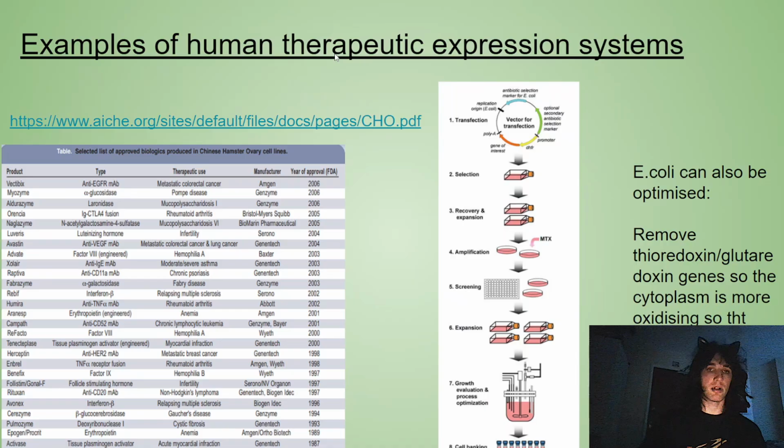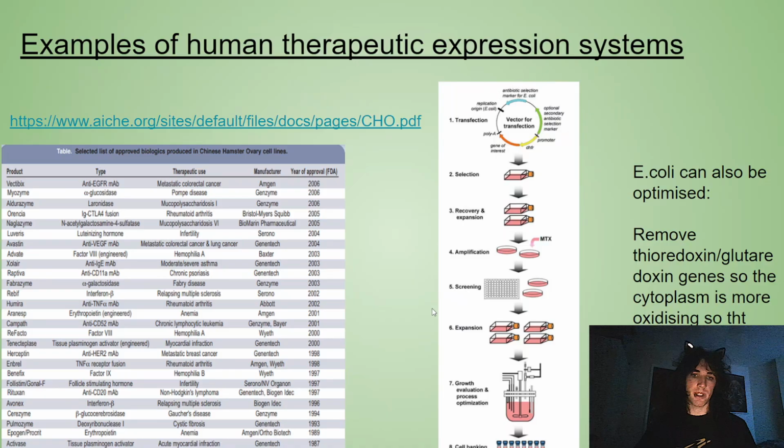And here we have an example of many therapeutic proteins that are expressed, right? We have Pompe disease, and you see the year of approval. It goes all the way back to 1987 with Genentech, the original molecular biotech company. So yeah, it's very widely used. You can optimize other expression hosts, so you can remove thioredoxin and glutaredoxin genes, so that disulfide bonds can form, right? Because the E. coli cytoplasm is not good for disulfide bond formation, which is needed in some proteins.